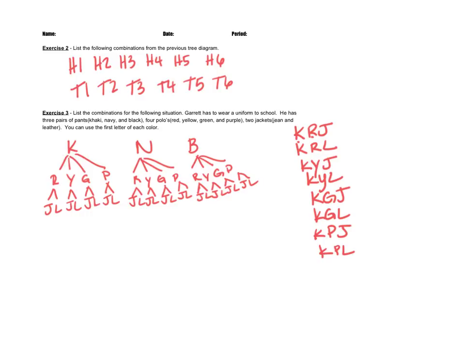KPL, purple. So, navy red jean, navy red leather. Oh, I'm sorry. That should have been a J right there. Is that right? It was actually not that hard. Yep. Now you're gonna do all 3 rows though.